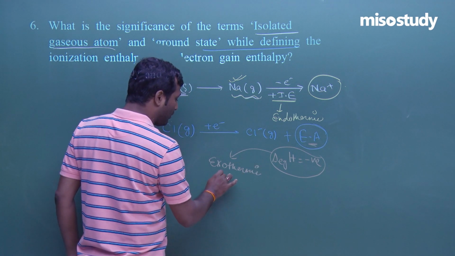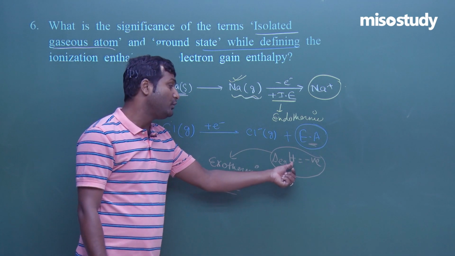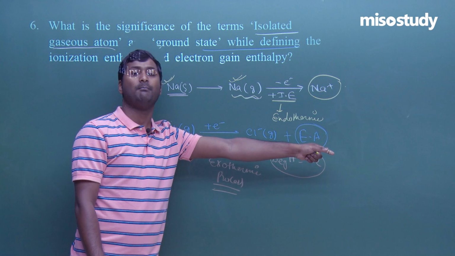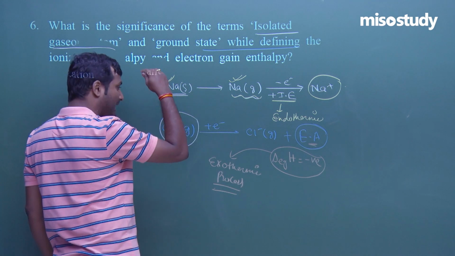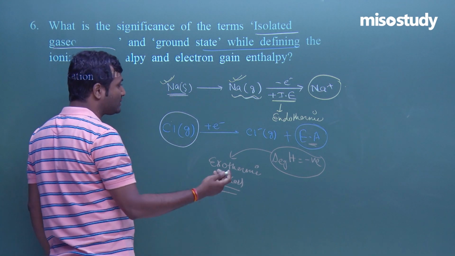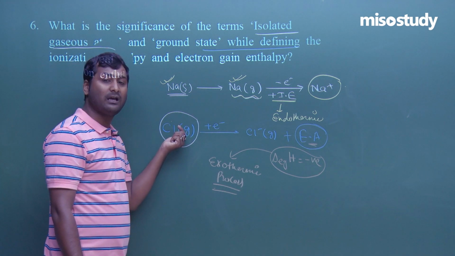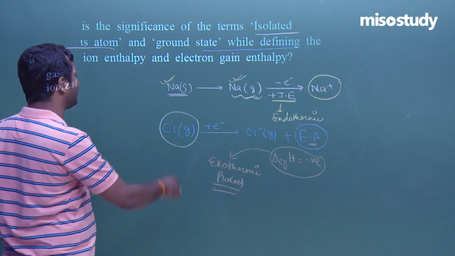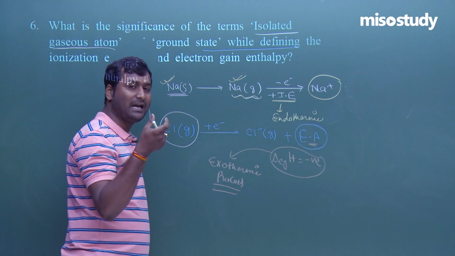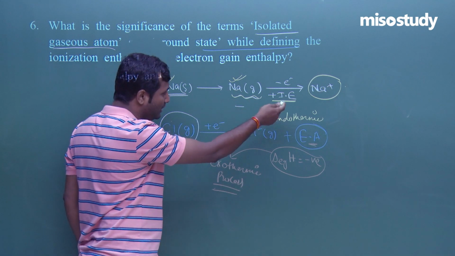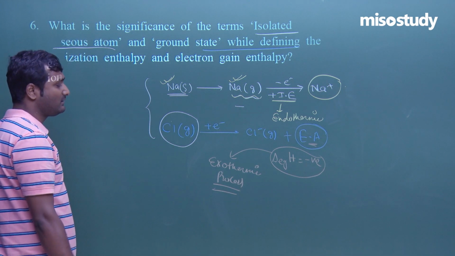Generally the electron gain enthalpy is found to be an exothermic process, but during my lecture I have discussed its value may be positive, may be negative, or may be zero according to the situation. So the definition of electron gain enthalpy is the energy released when an isolated gaseous atom gains one electron. The isolated gaseous system means the atom is completely free from other atoms, and this term is used in case of ionization energy and electron gain enthalpy, my friend.